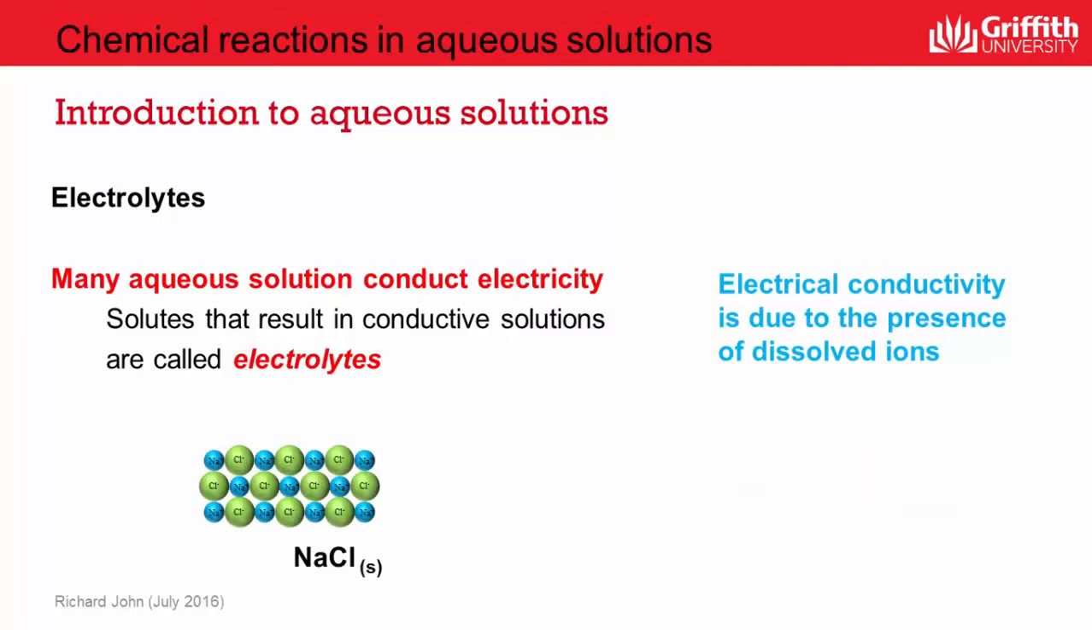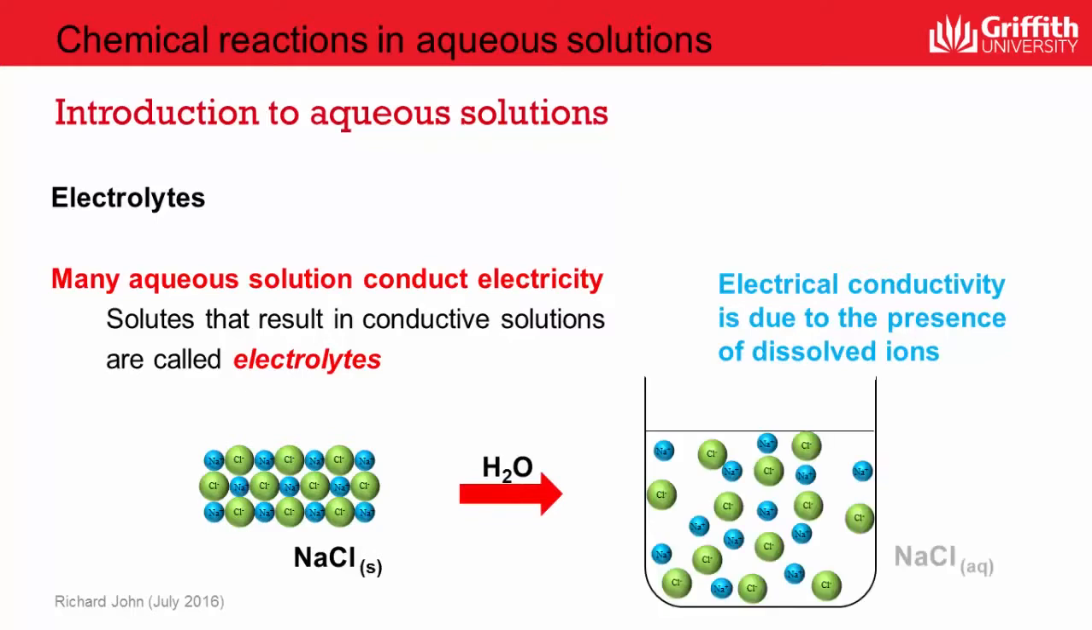We can represent this pictorially as well. Here's a two-dimensional representation of the crystal lattice of sodium chloride with alternating positively charged sodium ions and negatively charged chloride ions. When we add water to this crystalline structure, what actually happens is those positively charged bits and negatively charged bits become physically separated. They become solvated and surrounded by water molecules, and in effect we've got freely mobile sodium cations and freely mobile chloride anions floating around in solution.